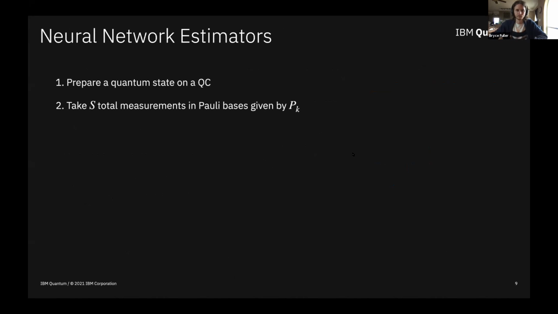Great. So I will go through more details about this neural network estimator, but I wanted to briefly just sort of cover the high level algorithm sketch. What are the steps that we're going to be going through here? So the first two are very similar to what you would do in a regular, maybe VQE setting. You prepare your quantum state, often a trial state, or if it's near the end, an approximation of your ground state. Take a bunch of measurements in the bases given by your decomposition.